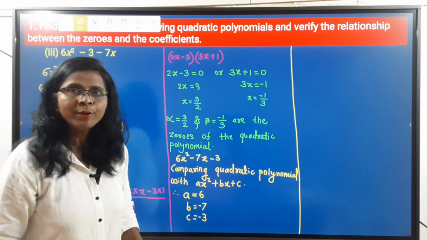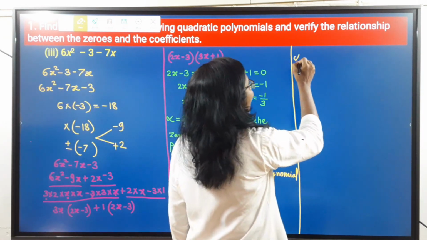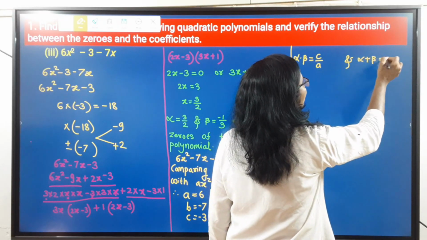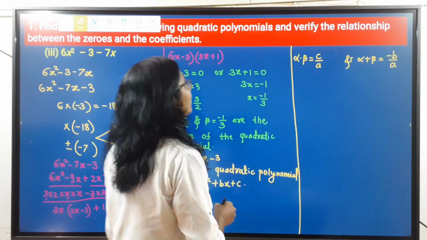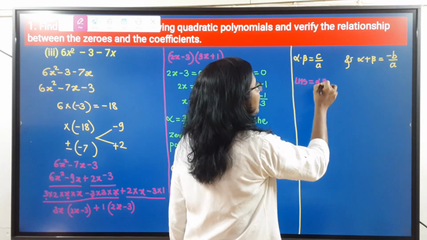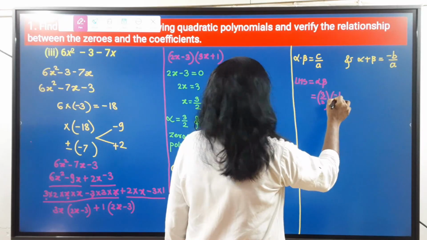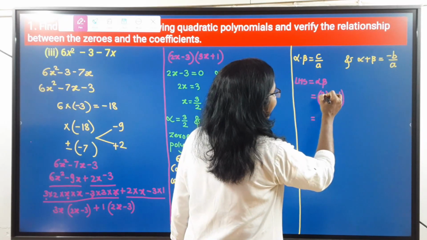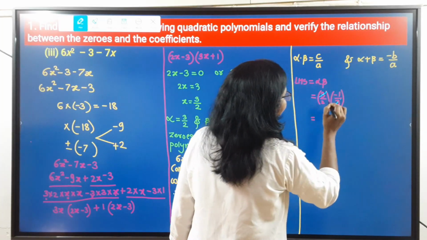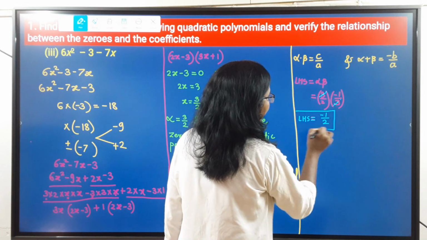Now here we have to find out the relationship between the zeros and coefficient. That means we have to show that alpha into beta is equal to c upon a and alpha plus beta is equal to minus b upon a. So now here LHS is equal to alpha beta. So that means here students 3 upon 2 multiply minus 1 upon 3. So here 3 gets cancelled, and that's why the answer is minus 1 upon 2. So here LHS is equal to minus 1 upon 2.